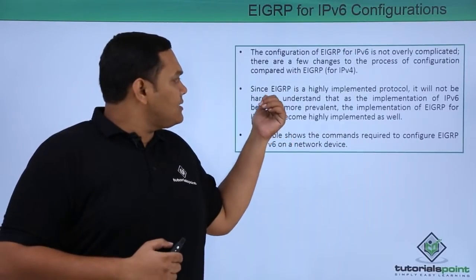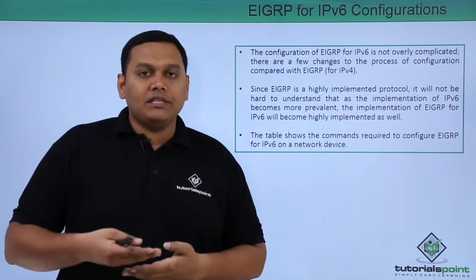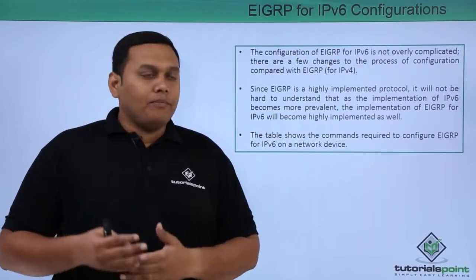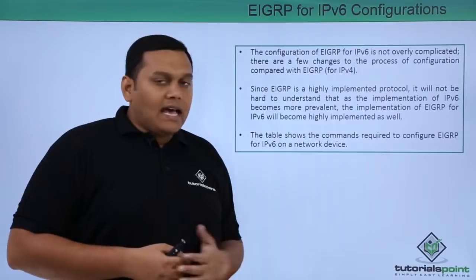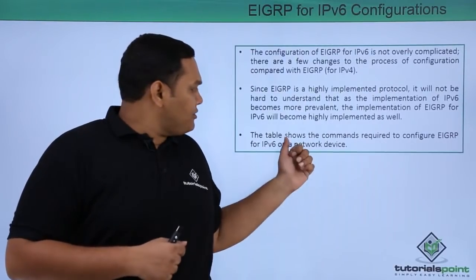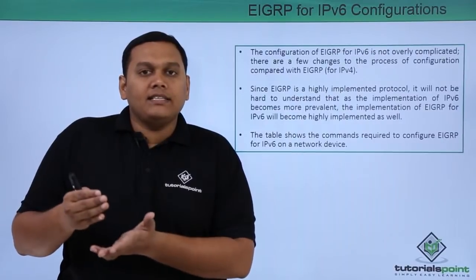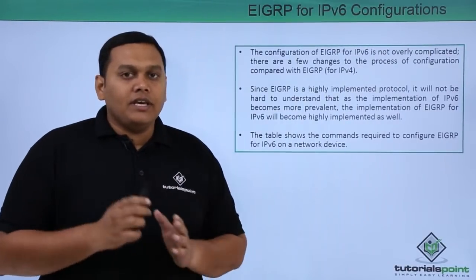You know that EIGRP is highly implemented, and when IPv6 was introduced to it, it became highly implemented as well. Here, if you see the table which is followed, we see how to configure EIGRP stepwise. So, here is the table.